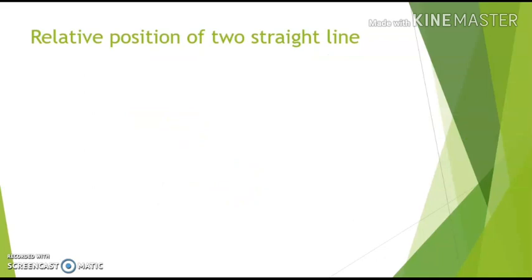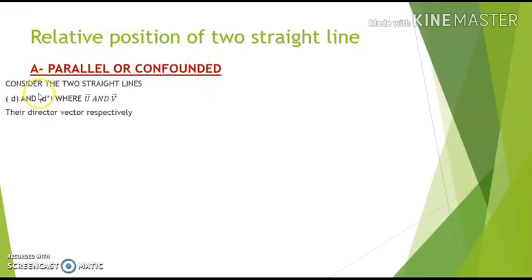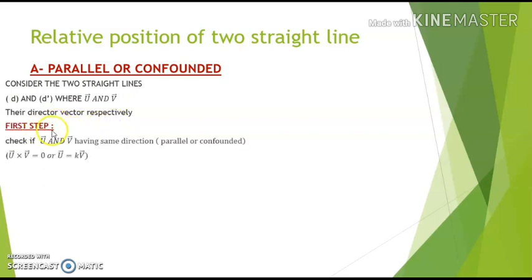Now the second objective of this video is talking about the relative position of two straight lines. We have different positions between two straight lines. Let's start with the first position, parallel or confounded. So consider the two straight lines D and D prime, where U and V are their director vectors respectively. First step, we need to check if the two director vectors have the same direction, which means parallel or confounded.